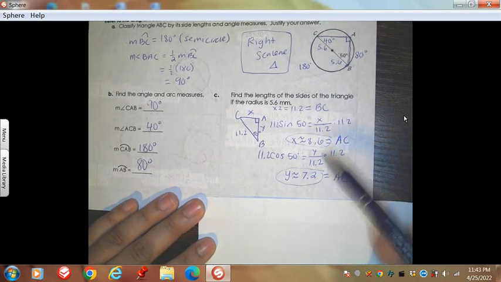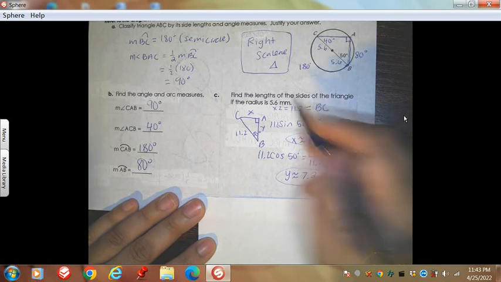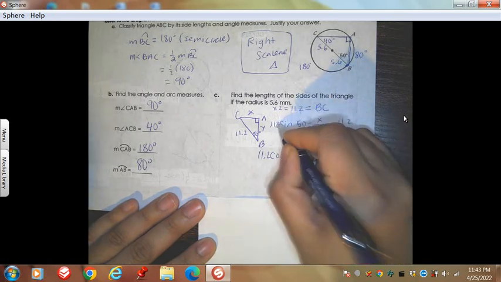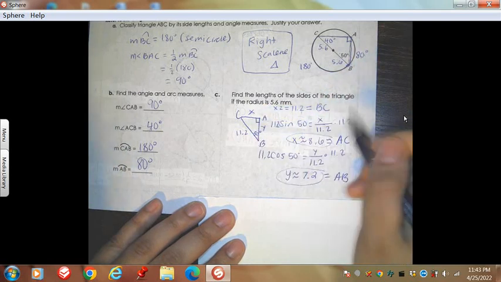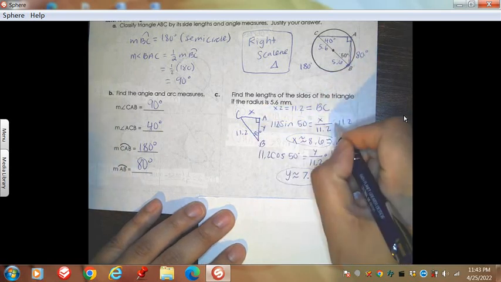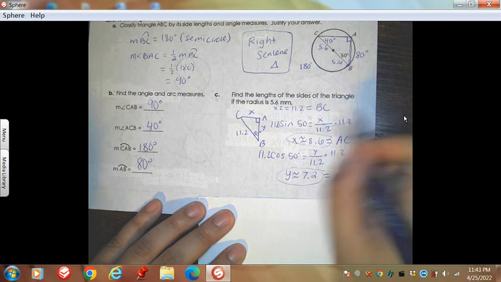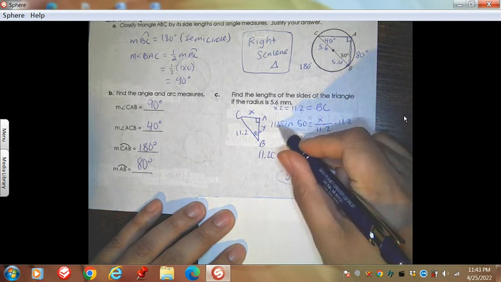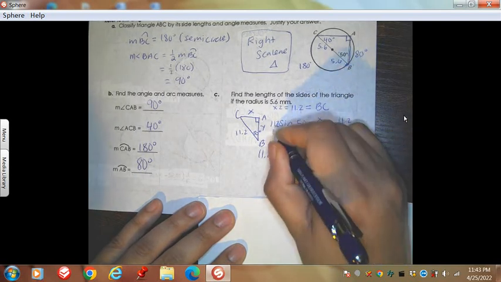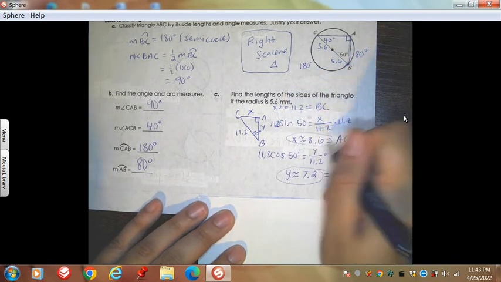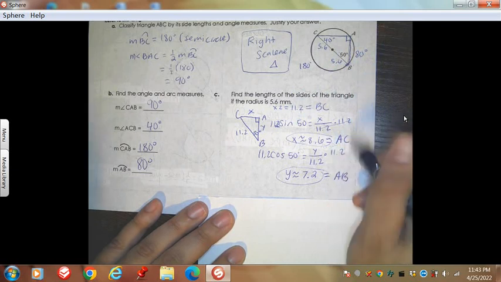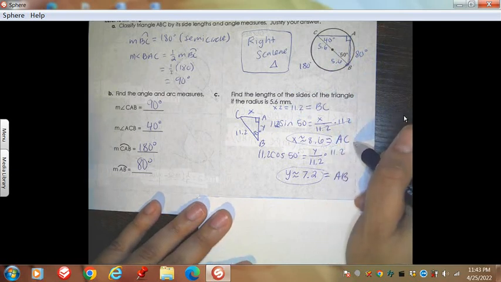I did sine of 50, so ignore that 11.2 for a second, but sine of 50 would be opposite over hypotenuse, x over 11.2. Then I wanted to multiply by 11.2 to cancel it out there, multiply it on the other side, so that you can figure out what 11.2 sine 50 is in your calculator, and it comes out to 8.6. So that is the length of segment AC.